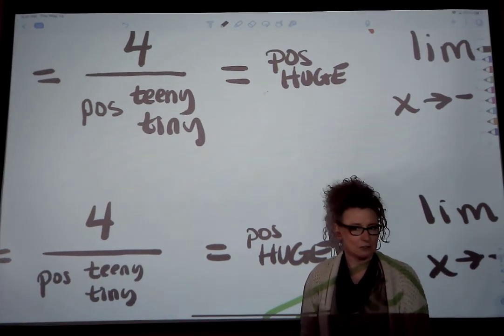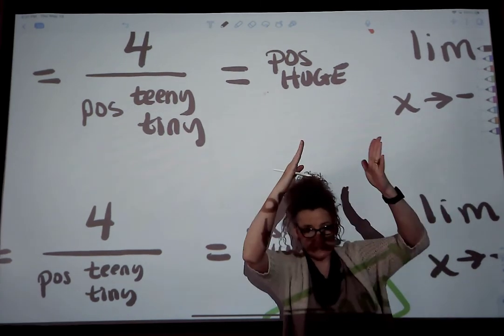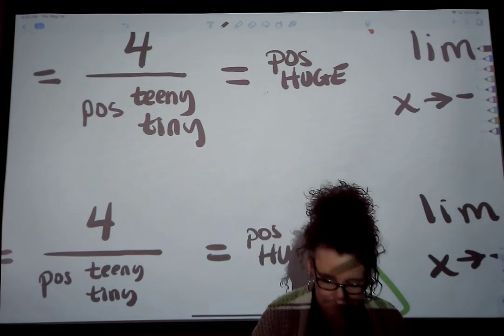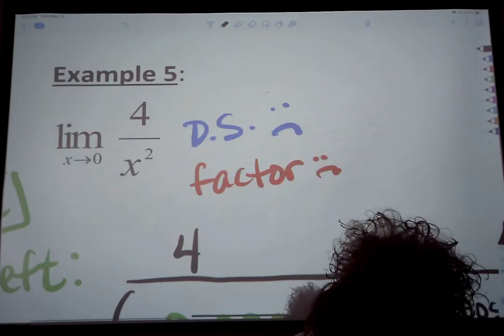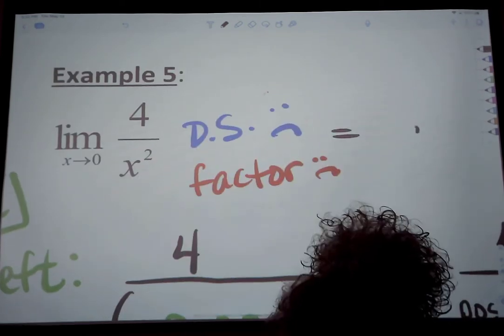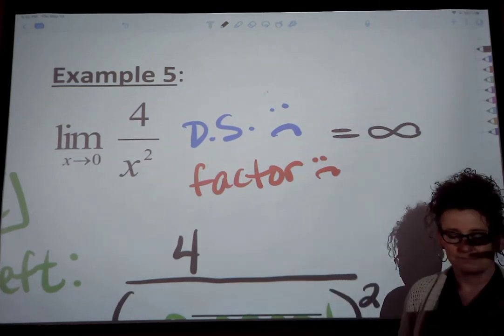So what's the answer to your limit? Well, on the left, it's heading up to infinity. On the right, it's heading up to infinity. So the answer to my limit, where are the y's headed? The y's are headed to positive infinity.